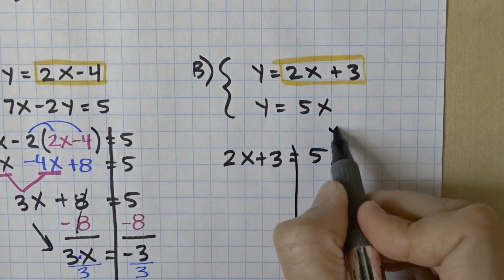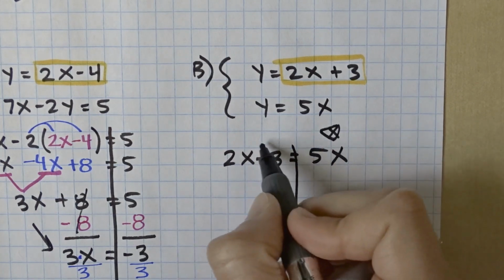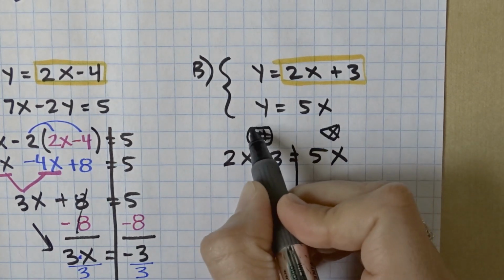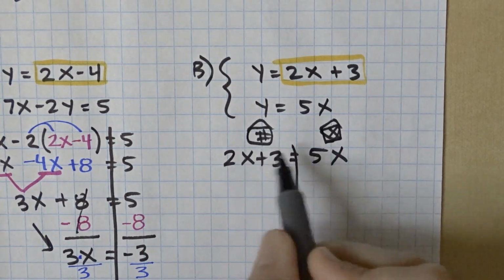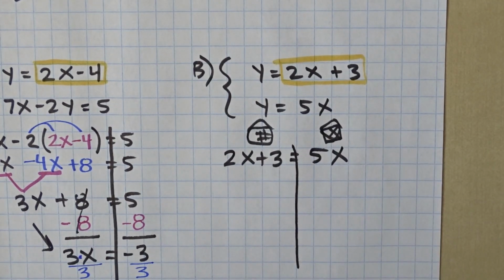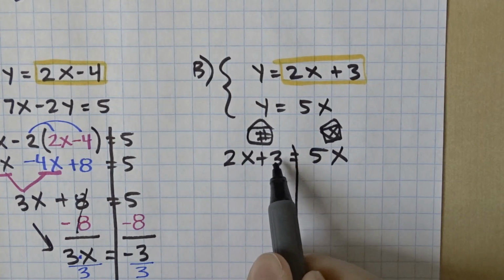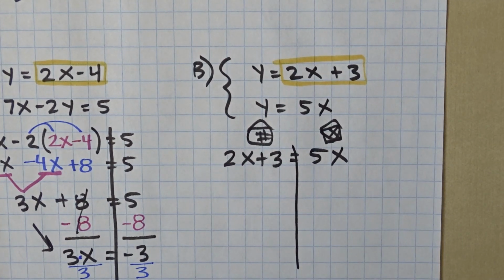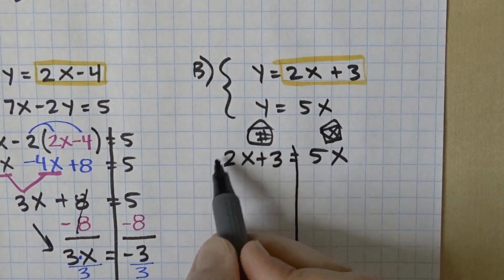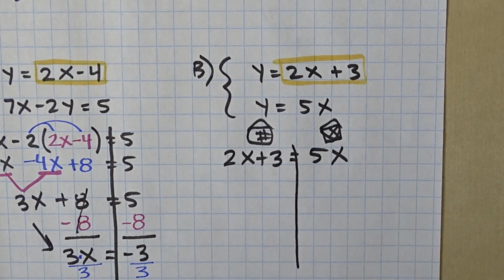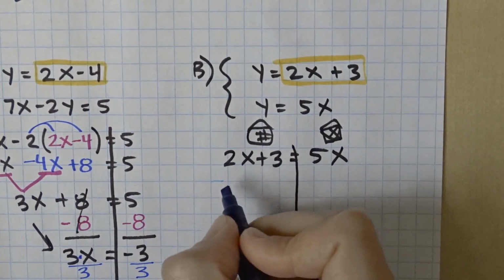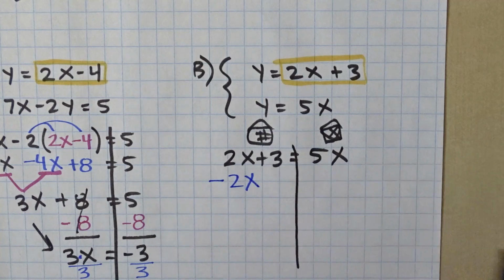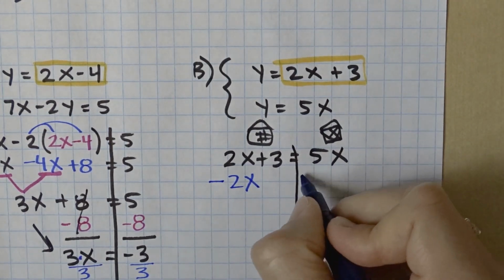I'm going to put my x's on this side and my numbers, constants, on this side. This was the story I told a while back about all the numbers on one side, x's live on the other. So the only out of 1, 2, 3 terms, the one that's in the wrong place is this 2x. It should be over here. So the opposite of a positive 2x is a negative 2x. What you do to one side, you do to the other.